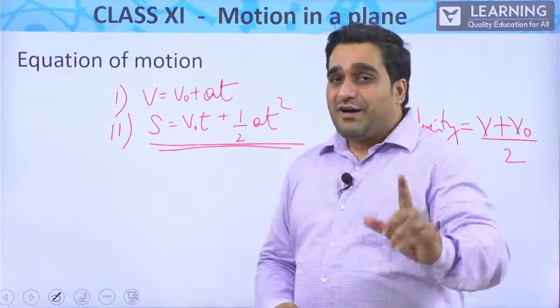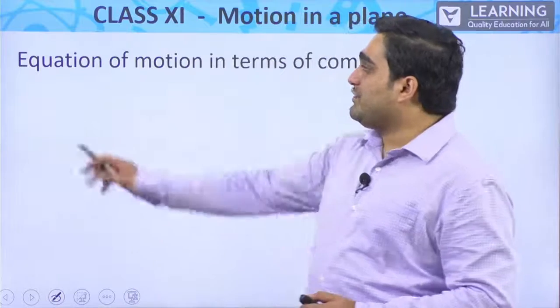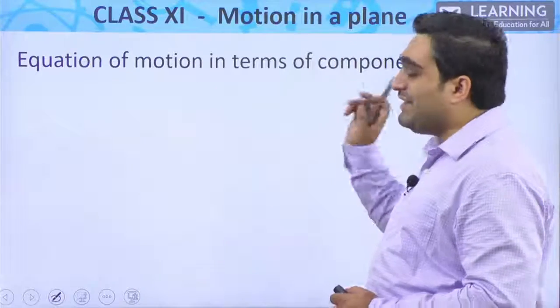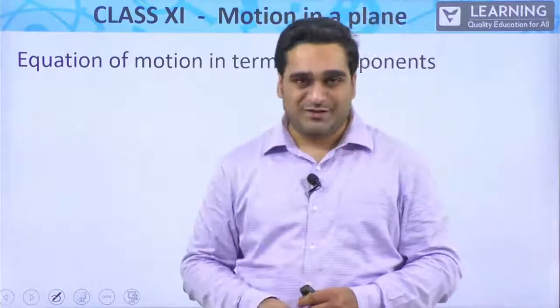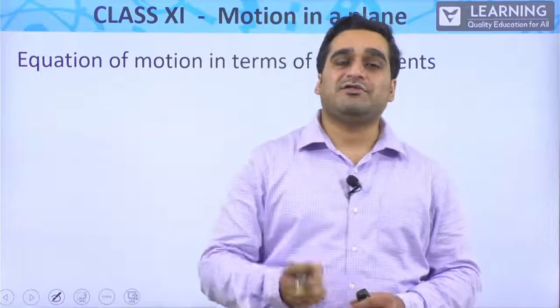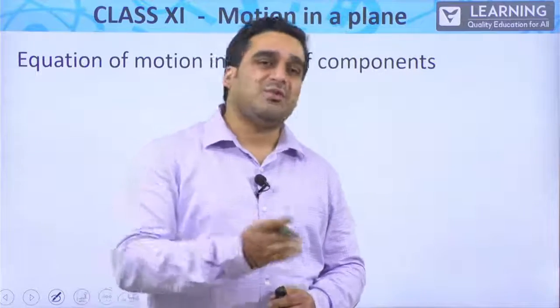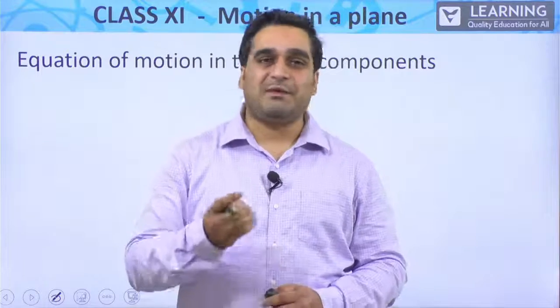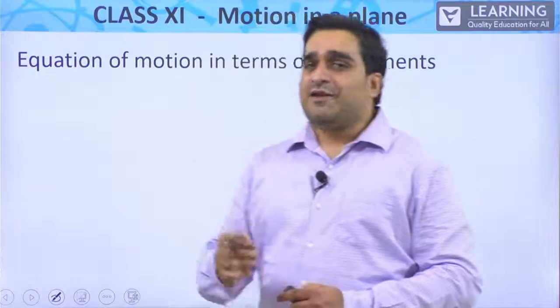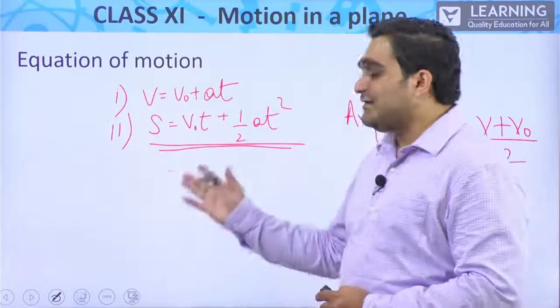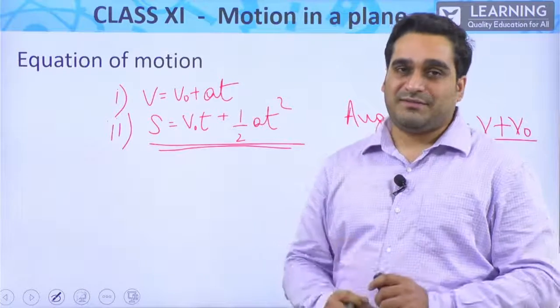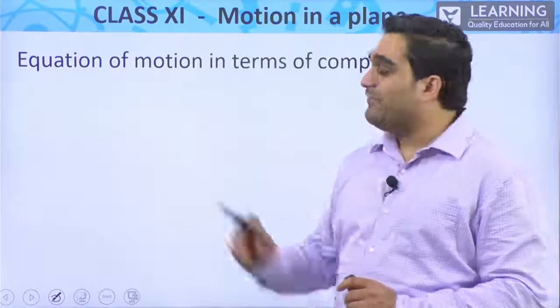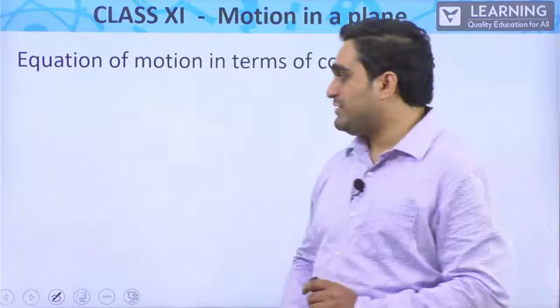Now, our objective is to find the equation of motion in terms of its components. We want it with respect to x component and the y component, since the object is described in a plane. If it was along a straight line, then this equation would suffice. But since it's a plane, we have to find its components.